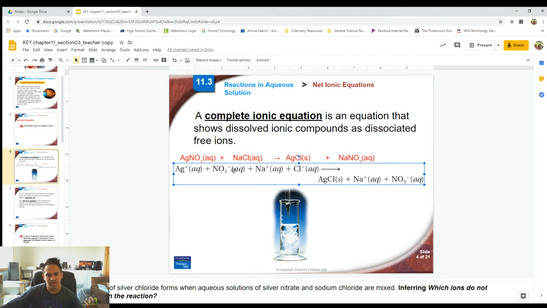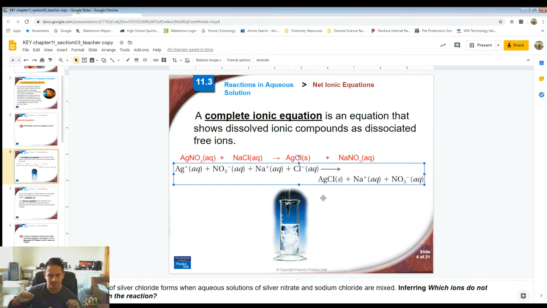So if you take a look, we have NO3-, which is aq, on the reactant side, and we have NO3-, aq, on the product side. Exactly the same, nothing changed for that. We also have Na+ aq on the reactant side, and Na+ aq on the product side. Again, exactly the same, nothing changed. Those ions would be considered spectator ions because nothing changed for them in the reaction. They didn't actually do anything. Before the reaction took place, they were floating around in water, and after the reaction took place, they were still floating around in water.